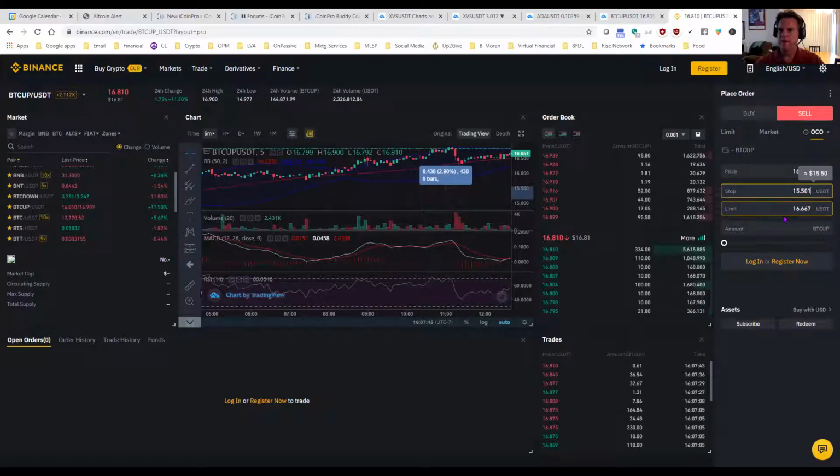And then on my limit, I'm going to give it a little room for slippage. There may not be somebody exactly who wants to buy my position, so I'm going to allow for the price to go down a little bit and at least get out at 15.4. That way I've got a small profit and certainly not a loss.